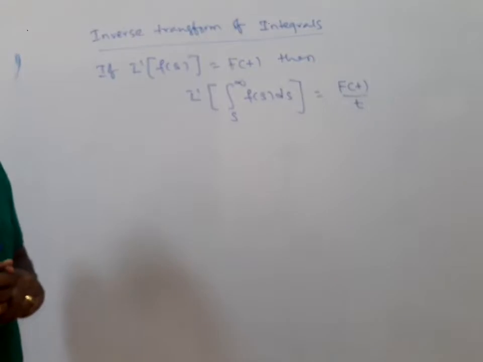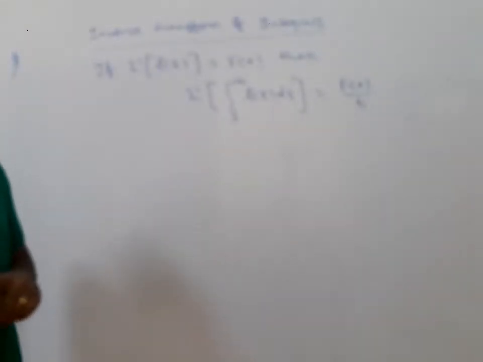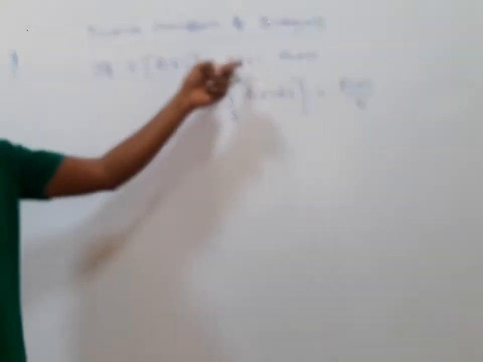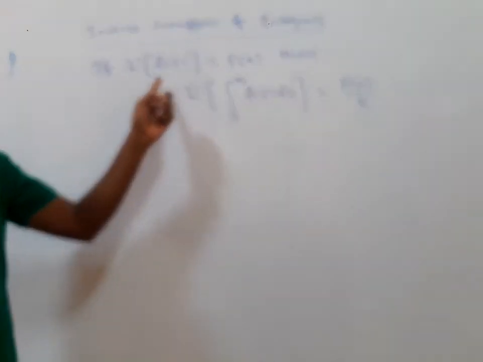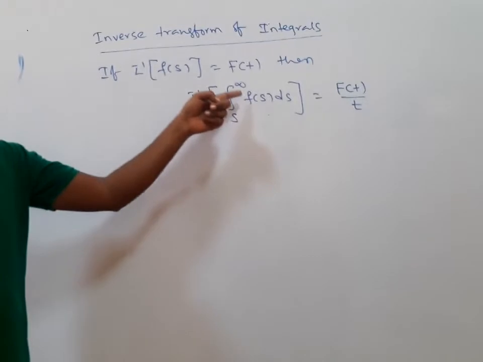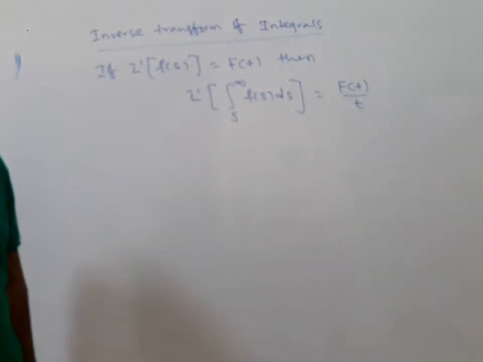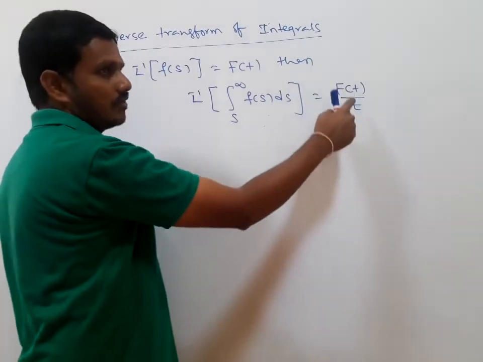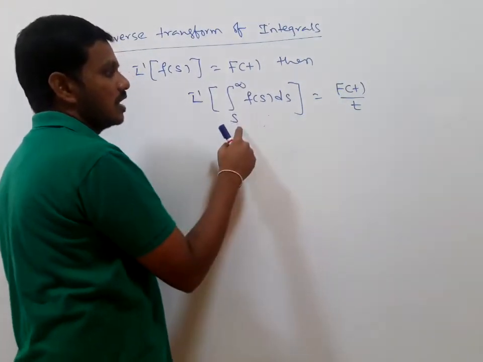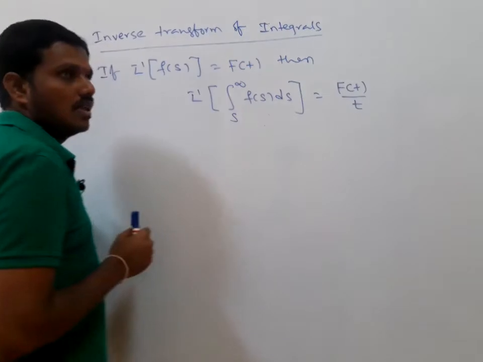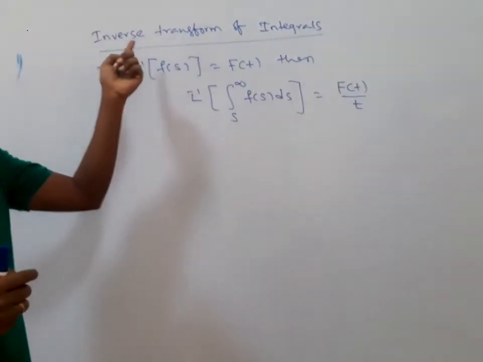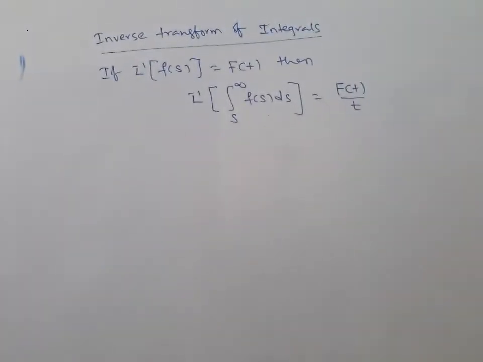Next, inverse transform of integrals. If L inverse of f of s is equal to f of t, that is, the Laplace transform of f of t is equal to f of s, then L inverse of integral s to infinity f of s ds is equal to f of t by t. This is the same as the Laplace transform of f of t divided by t is equal to integral s to infinity f of s ds.